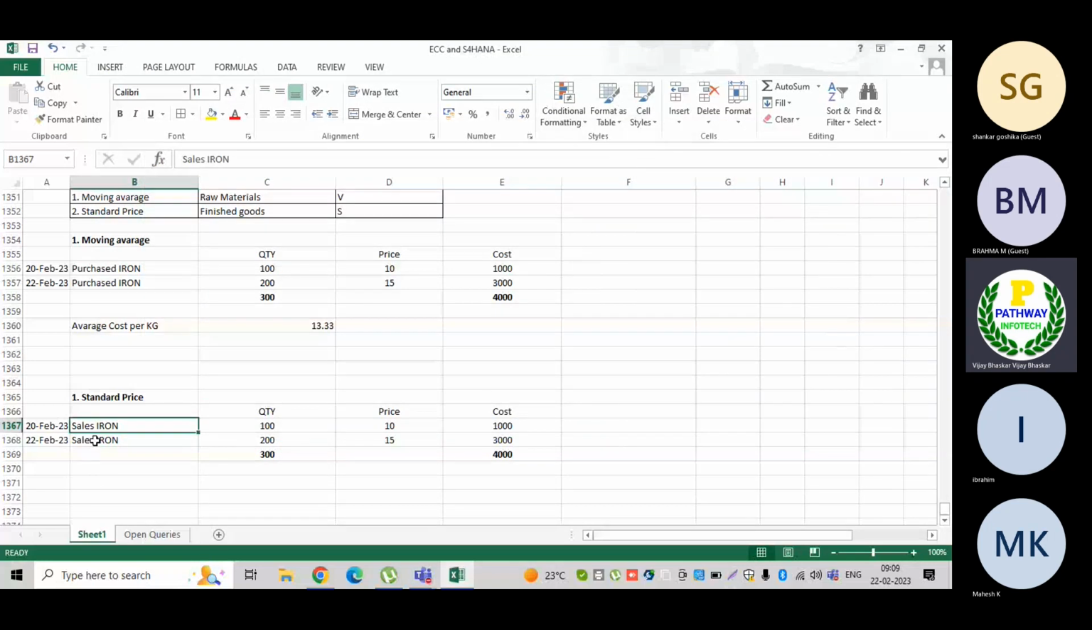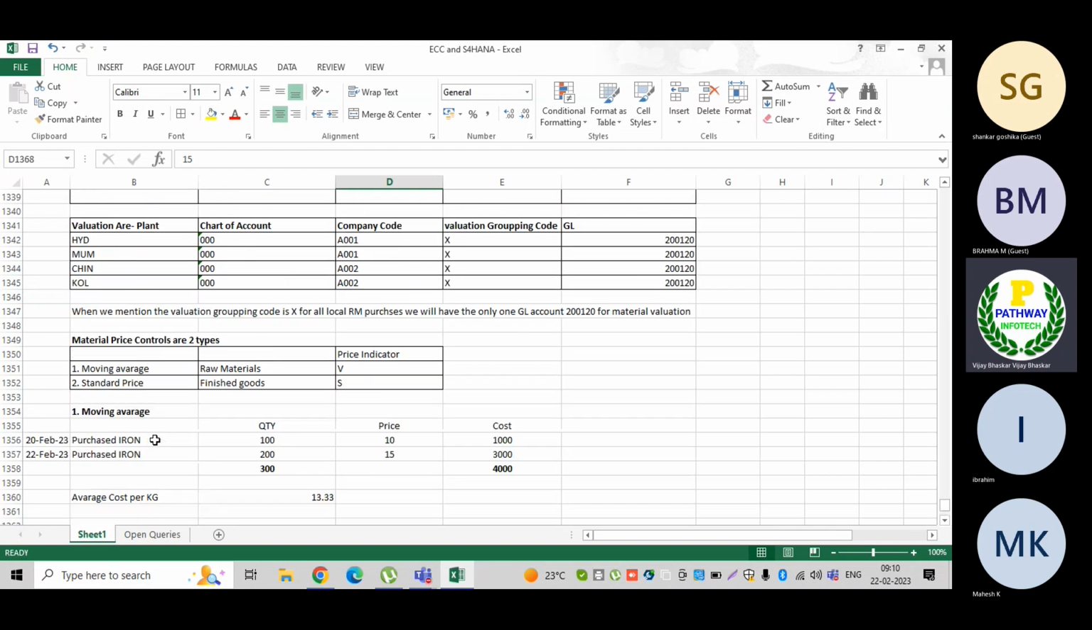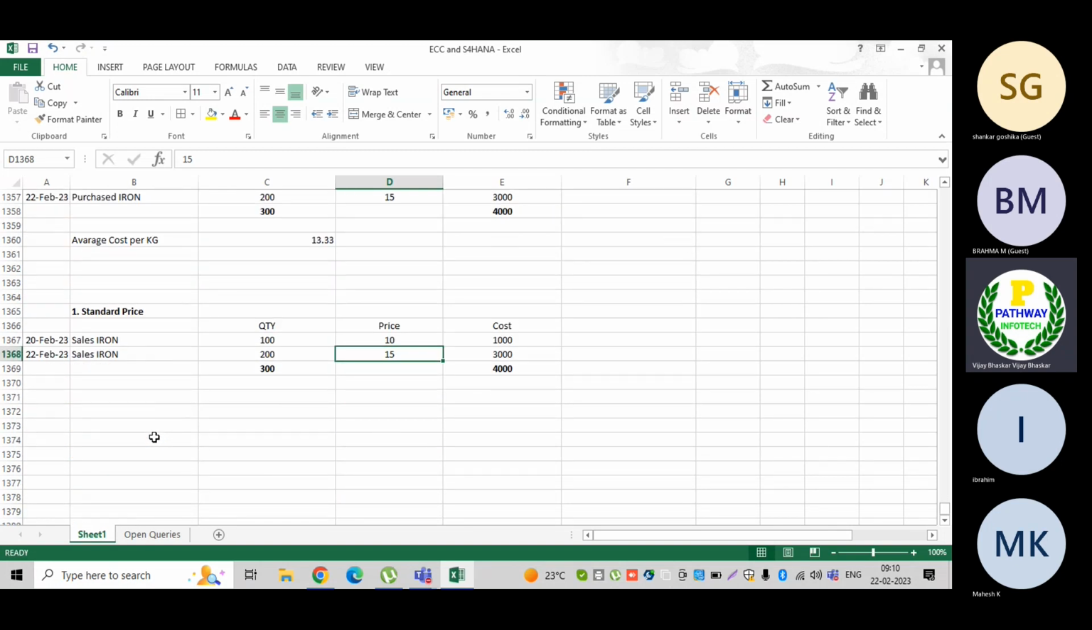Now here you can see the sales. Whenever you are performing sales, the pricing indicator S will come into picture. The system will not accumulate. Even if you sell the same product multiple times, the system will not accumulate. For this batch this is the price we sold, and for this batch this is the price we sold. The system will not accumulate. So this is the difference between moving average and standard price, and how the system will behave.